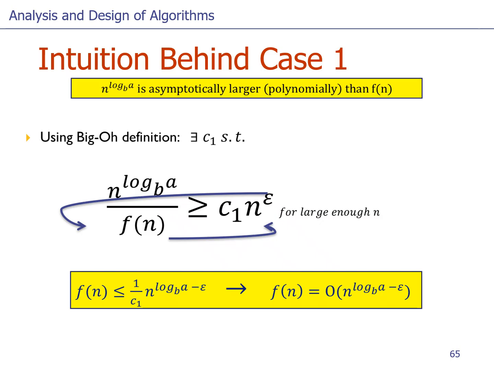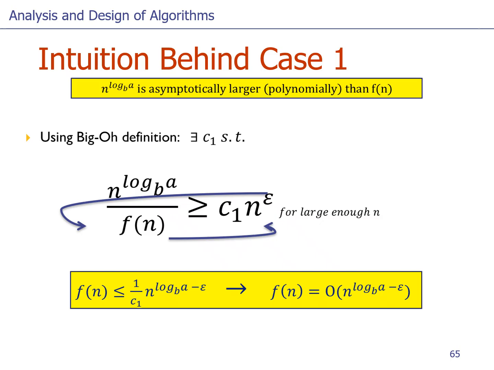Okay? Now, we've already discussed why n to the power of log a base b divided by f of n will have to be some power of n. But let's swap the terms as the arrow shows. So f of n will be less than or equal to n to the power of log a base b minus epsilon. There has to be a minus. We have to decrease the power of n to reach f of n. Now, what that means is f of n is equal to O of n to the power of log a base b minus epsilon. Okay?